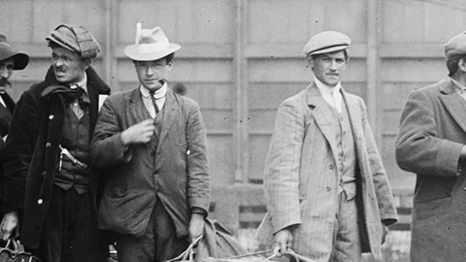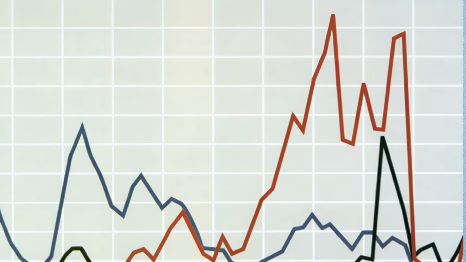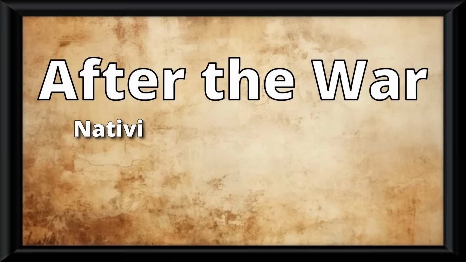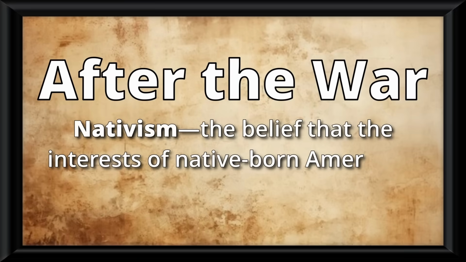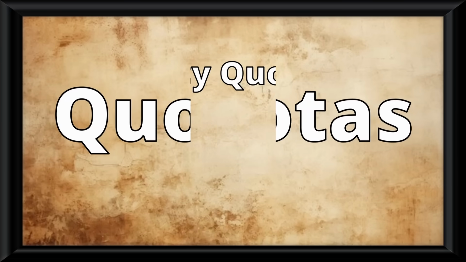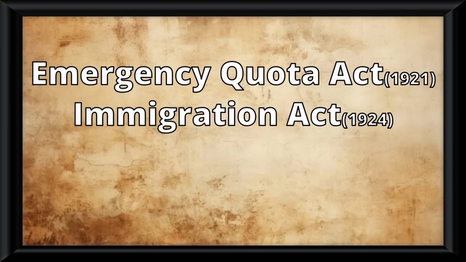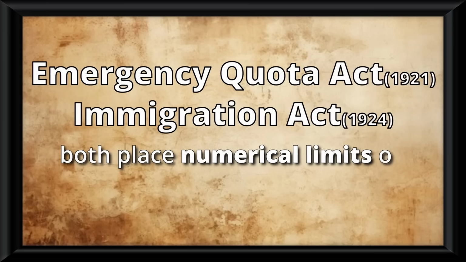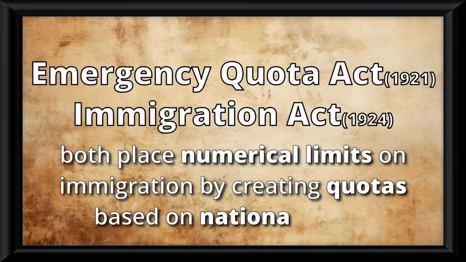Now let's transition and talk about immigration, because before World War I, immigration from Europe reached very high levels. After the war, nativism, which was the belief that the interests of native-born Americans should be protected against immigrants, increased. This is where you now see quotas being implemented, like the Emergency Quota Act and the 1924 Immigration Act, which would both place numerical limits on immigration by creating quotas based on national origin.